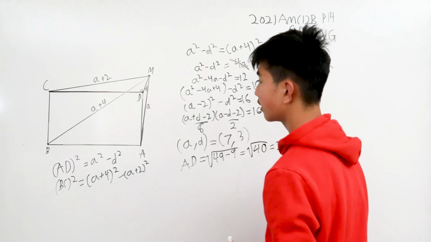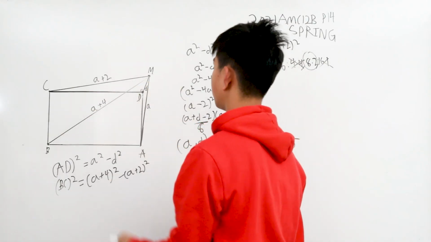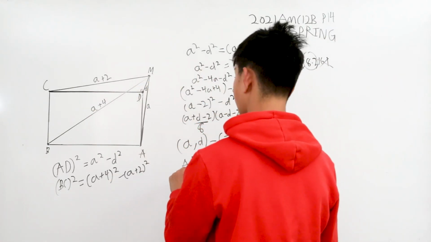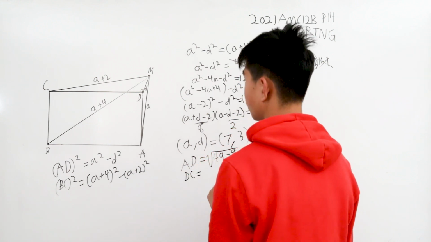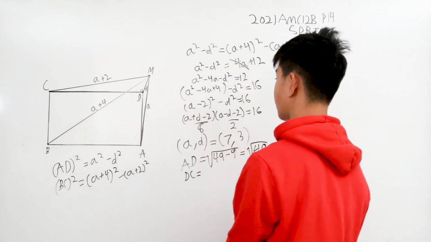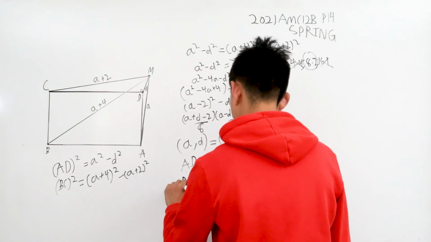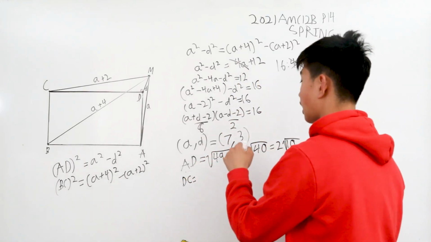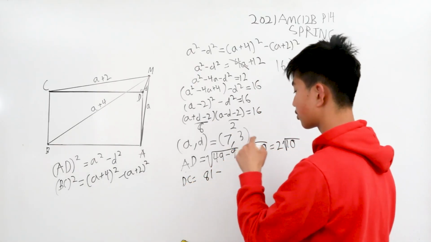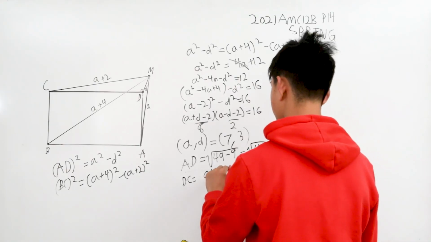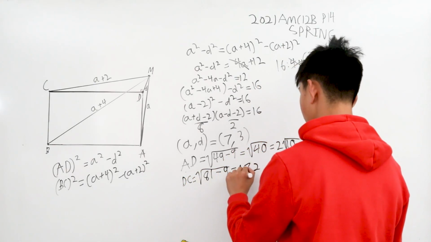And the other length, DC, you can solve with this triangle. DC is equal to the square root of A plus 2 squared. A plus 2 is 9, and 9 squared is 81. Then subtract the height squared, which is 3 squared, 9. Take the square root. This is square root 72.